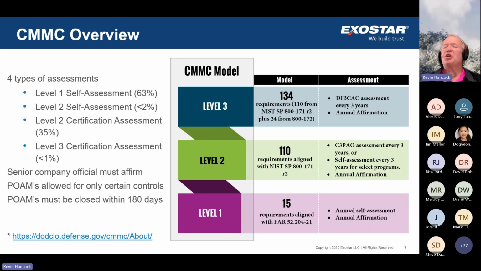Now, we have this term called POAM that you see here on the screen. That is a plan of action and milestones. That is what is used to manage the overall program. So if there's a particular requirement that you're not yet fulfilling, then you would create a POAM against that, a plan of action and milestones, to address that particular shortcoming of your controls.